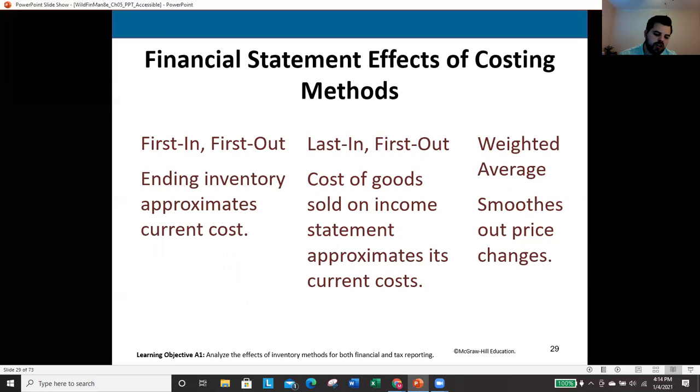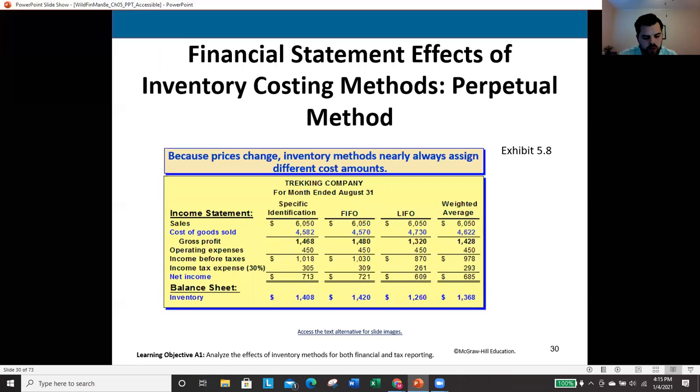Now for last in, first out, cost of goods sold on the income statement, of course, will approximate current cost. And that is because the last ones in had the higher or the newer cost. And that is being treated as the first ones out. So we're selling those first, so we get a little bit more accurate cost of goods sold number under LIFO. And of course, weighted average is really nice if you have unusual fluctuations in prices. It helps you to actually see that become more smooth.